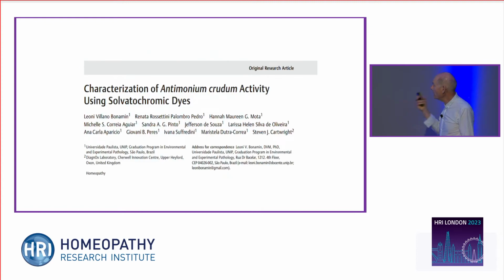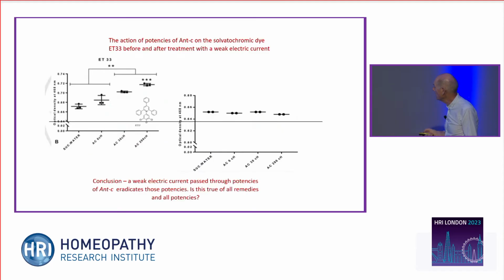So the next paper was the beginning of a collaboration with Professor Bonomin at the University of Sao Paulo. I just want to show this slide, which shows that with the dye ET33, as the potency level goes up in antimonium crudum, you get progressively increasing effect. If the potencies are subjected to a weak electric current, it gets knocked out completely. So this is paradoxical, that the potencies seem to be producing an electric field of their own, but if you pass an applied electric current through them, it knocks them out.